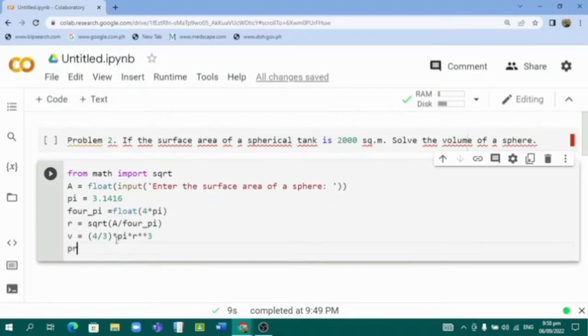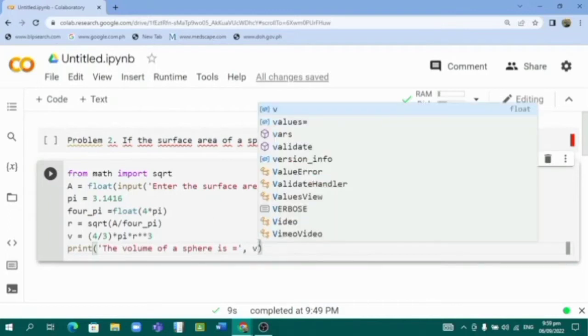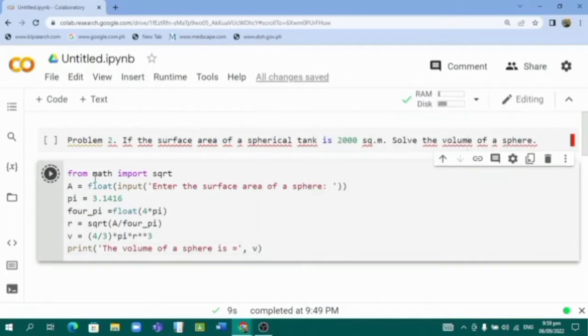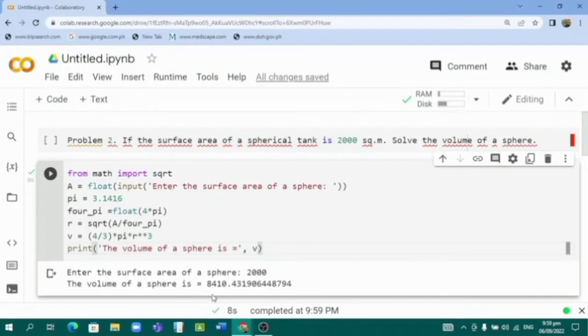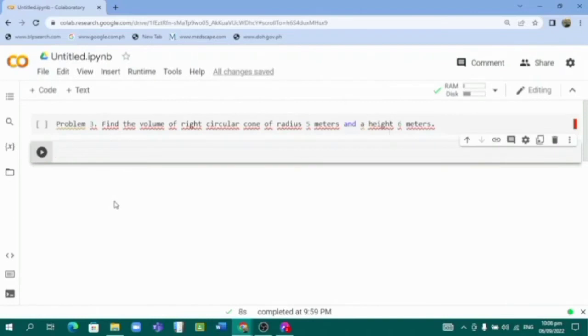We're gonna print it. Print, parenthesis, quotation mark, the volume of a sphere is equal sign, then comma, and we're going to put the v, which is the value. And we're going to try to run the code. We're going to enter the surface area, which is 2000 square meters. So the volume of the sphere is 8410.